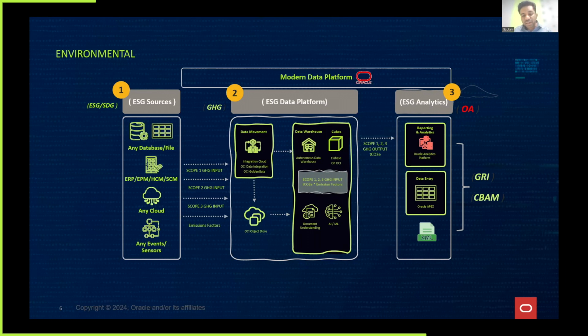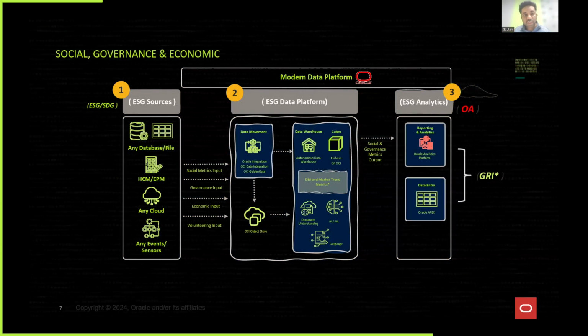We get the data either to the object storage, if it's file based, or we could directly ingest into the Autonomous Data Warehouse, which is the relational database from our side. And once we have the data ready within Autonomous Data Warehouse, we could then ingest it into a multi-dimensional database by the name Essbase, out of which you can then accurately report your GRI metrics using the Oracle Analytics Cloud platform, which is the architecture for your environmental side of it.